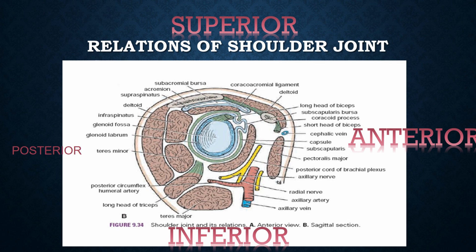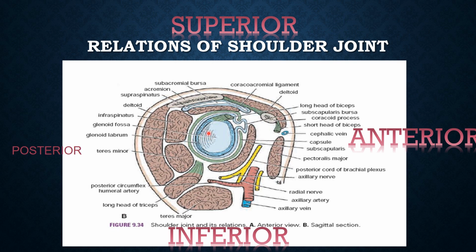Okay, so when we are writing about a joint in an exam, we are supposed to make a diagram, right? This is the most preferred diagram that you can make with the shoulder joint, showing its relations. What are the structures that lie anteriorly, superiorly, inferiorly and posteriorly, right? This is the superior aspect, this is your anterior aspect, this is your posterior aspect, and this is your inferior aspect. So, okay, let's identify the bones first.